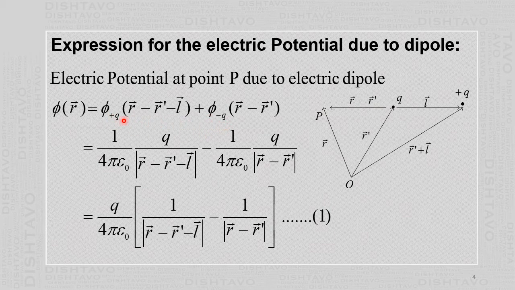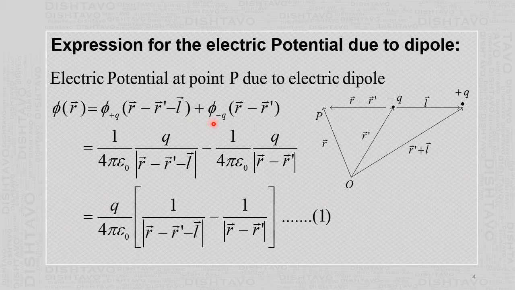Then the charge plus q is at this distance. So this distance is this vector plus this vector. But here the vector L is in this direction. So just opposite to that is minus vector L. So minus vector L plus r minus r dash. That is the distance of the point P from the plus q. So here phi suffix plus q is a function of vector r minus vector r dash minus L.